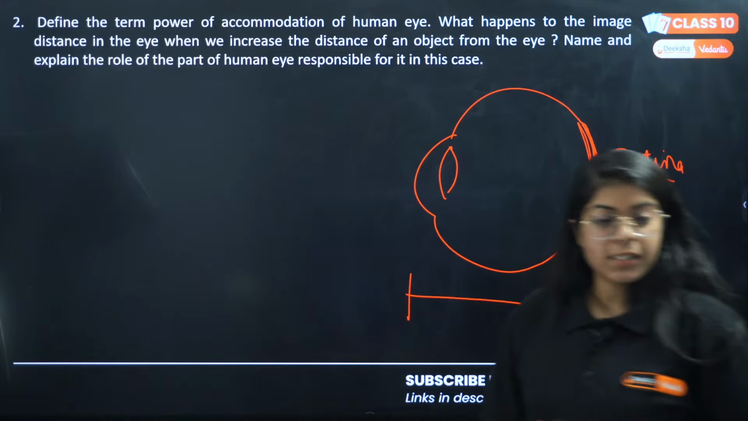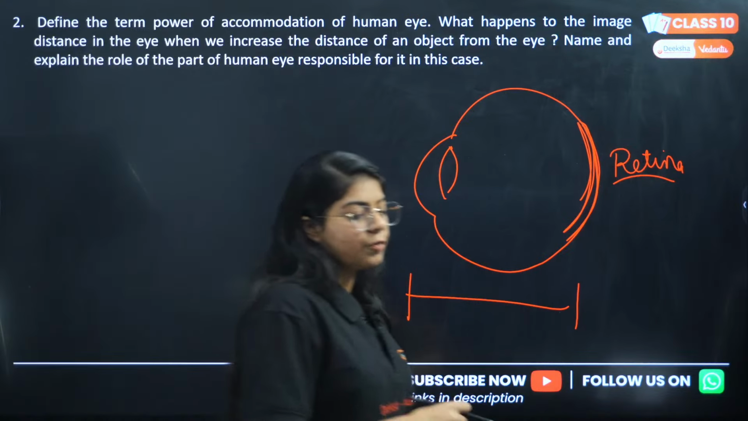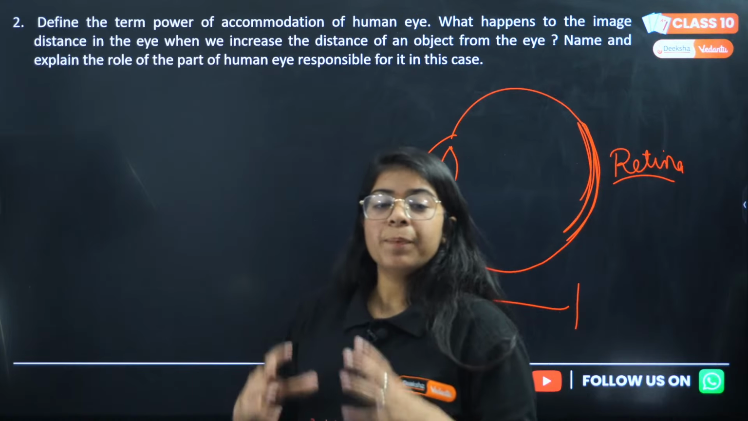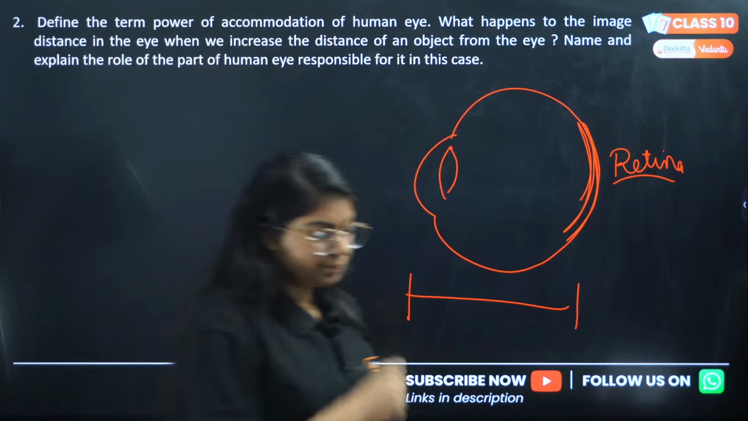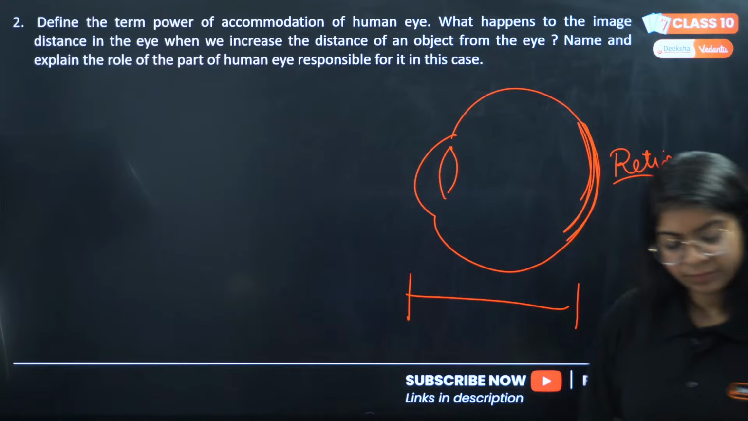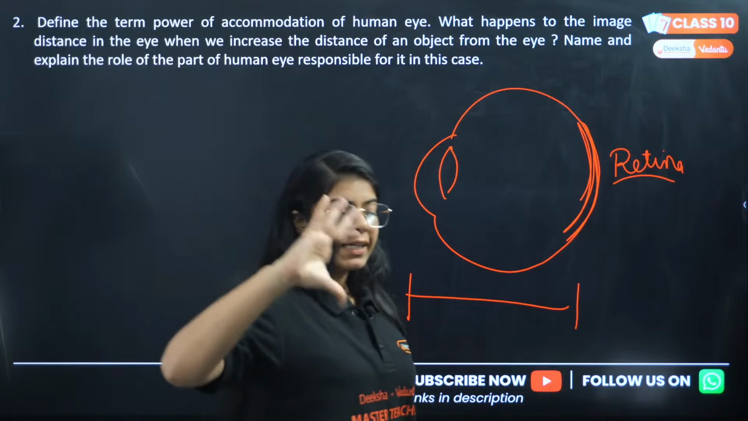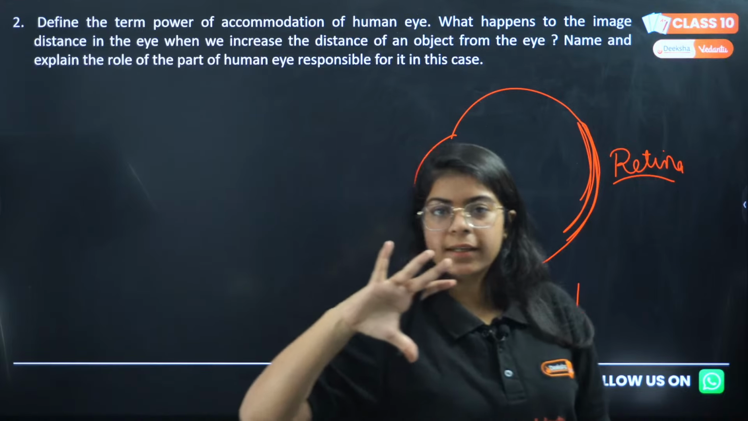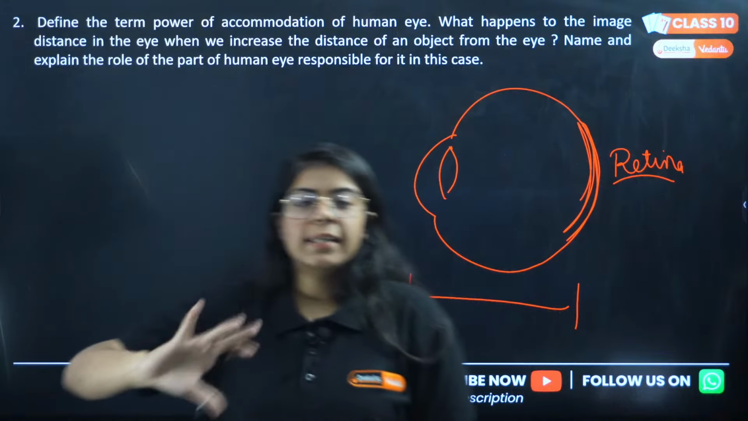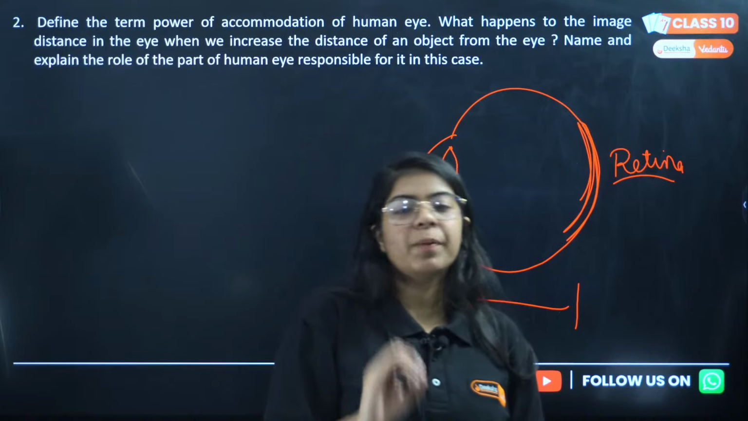Can you tell me the answer to this question? Which part of the human eye is responsible for keeping the image distance the same? Can you answer this question? My lens is getting thicker or it's getting thinner. That is the only reason why the image distance can remain the same and the image is always formed at the retina. What part of the human eye is helping to do that?